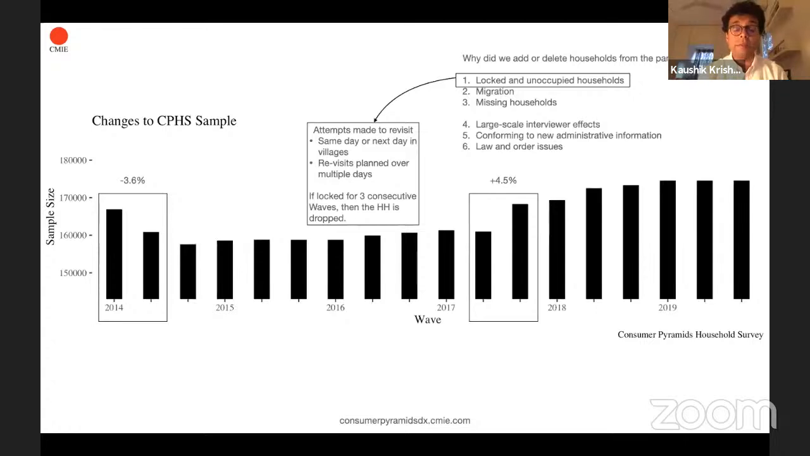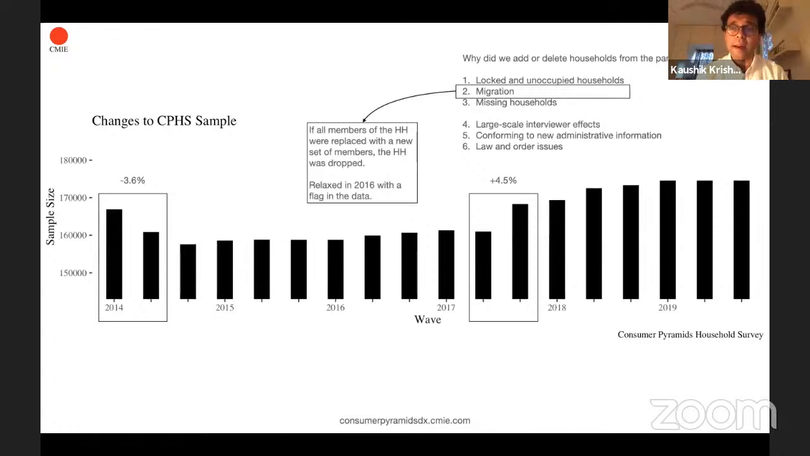In fact, even before going into the field, we often do calls with the household members to say, hi, we are coming, will you be available, etc. If despite all this, we find that a household is locked for 3 consecutive waves, then we drop that household from the survey.